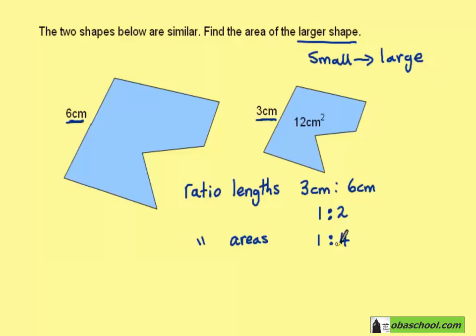That means we take this ratio 1 to 4 and write it as 4 over 1. If we're going small to large, we put the larger number in the ratio above the smaller one. We then multiply that by the area of the smaller shape. 4 over 1 times 12 gives us 48 centimeters squared as the area of the larger shape.